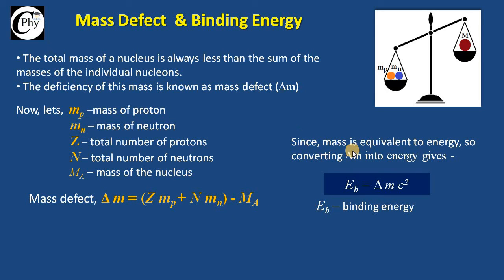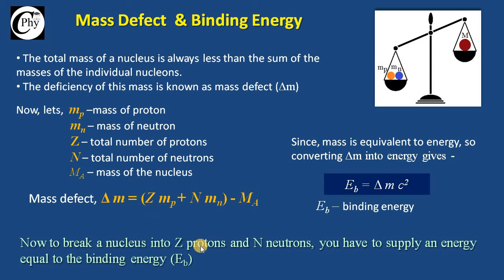Now since mass is equivalent to energy, converting this mass defect into energy by using the famous mass-energy equivalence, EB will be equal to Δm c², which is known as the binding energy of the atom. Now to break the nucleus into Z protons and N neutrons, you have to supply an energy equal to this binding energy. So this binding energy is basically responsible for holding the neutrons and protons inside the nucleus.